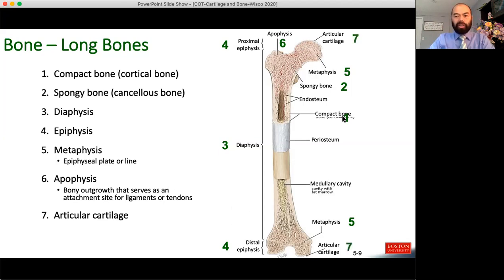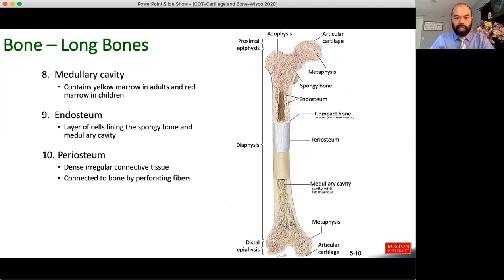Then finally, we have the articular cartilage, which again is a hyaline cartilage sans the perichondrium. And the articular cartilage is only found within the joint space on the epiphysis of the bones. We have articular cartilage on the proximal end and also the distal end.